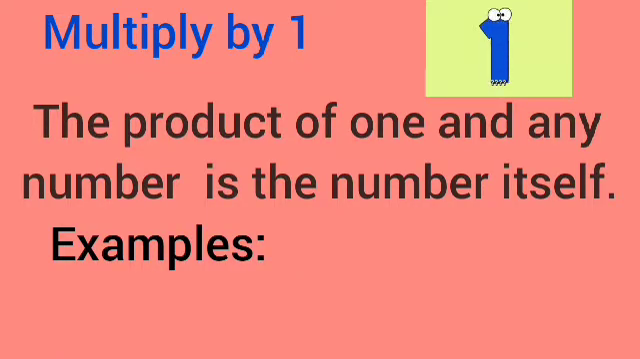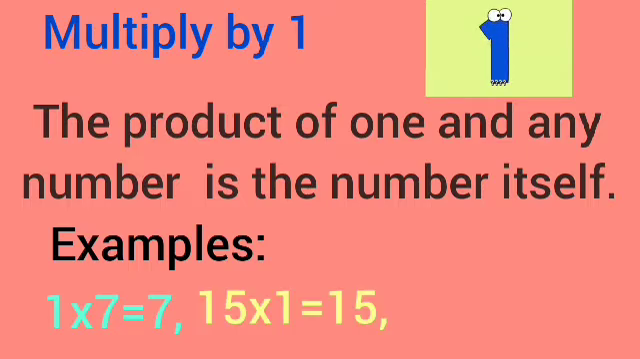Multiply by 1. The product of 1 and any number is the number itself. Examples: 1 into 7 equals 7. 15 into 1 equals 15. 1 into 88 equals 88.